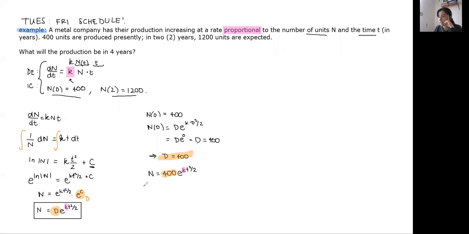So I have that n of 2 is equal to 1200, but also n of 2 is equal to 400 times e to the power of k times 2 squared over 2.